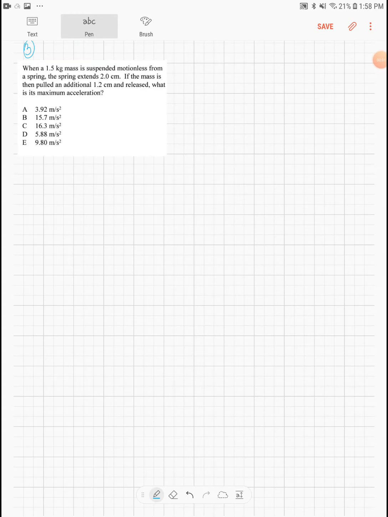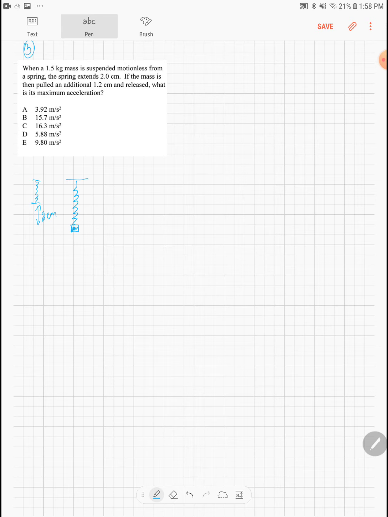Okay, here is problem 3 on the sample test. What we know is that a 1.5 kilogram mass is suspended motionless from a spring, and at that point the spring extends by 2 centimeters. So there is a mass suspended on the spring. The spring is extended from its usual length, when the mass was not applied. Compared to that, the spring is extended by 2 centimeters.